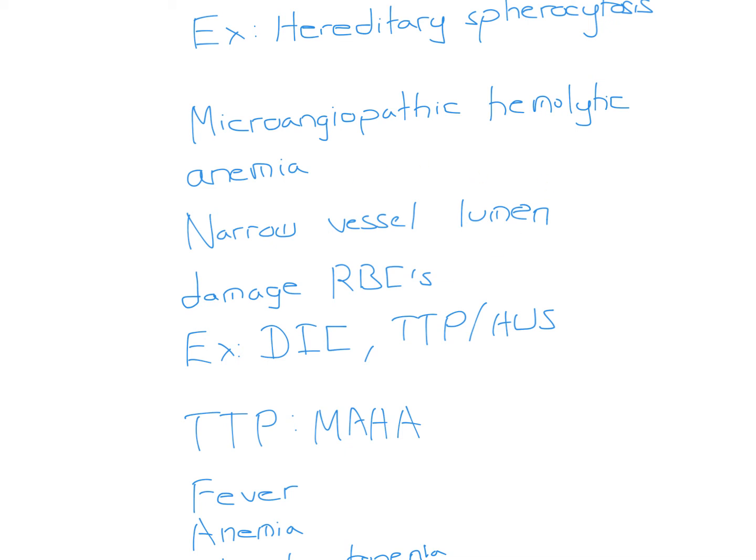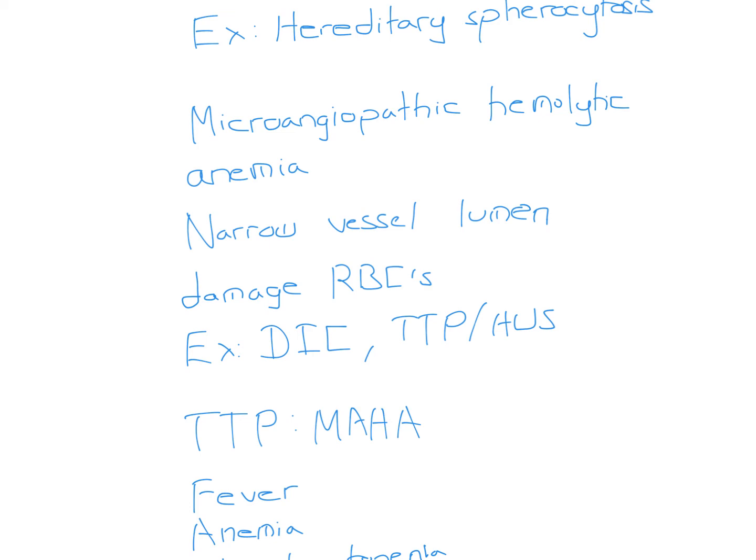And so examples of microangiopathic hemolytic anemia are going to be DIC, so it's going to be disseminated intravascular coagulopathy, or TTP, so it's going to be thrombotic thrombocytopenic purpura, or HUS, hemolytic uremic syndrome. And so these types of conditions cause microangiopathic hemolytic anemia.